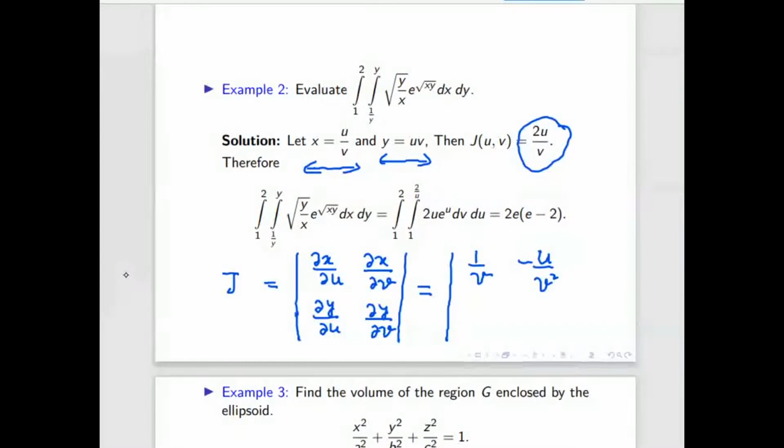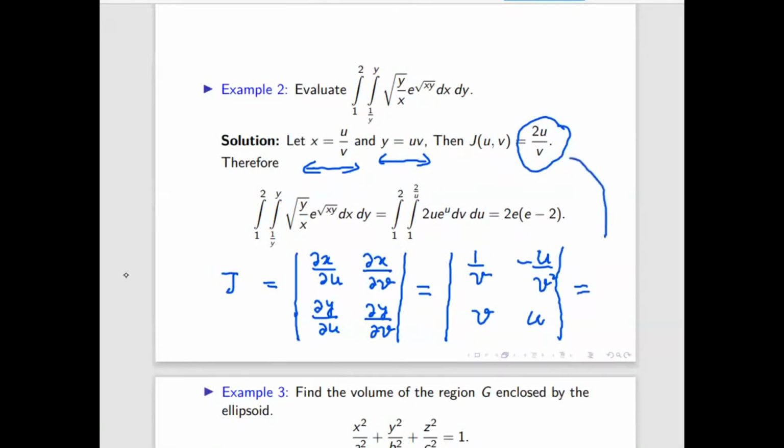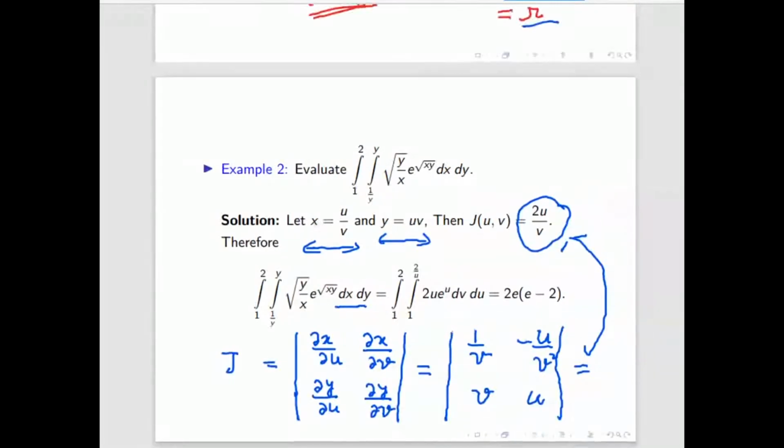And then we'll find del y by del u. That will come v. And this one will come u. So if you find the determinant of this, it will come u by v and then plus u by v. That means 2u by v. That is equal to this. So this dx dy will change by what? dx dy will be this mod of Jacobian du dv. So here we will put this one by mod J du dv. So what will be the value of square root of y by x? What is the value of e to the power square root of xy?